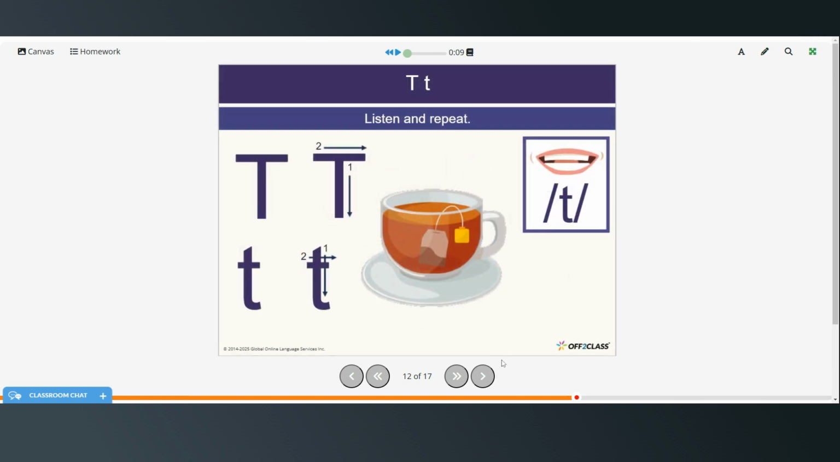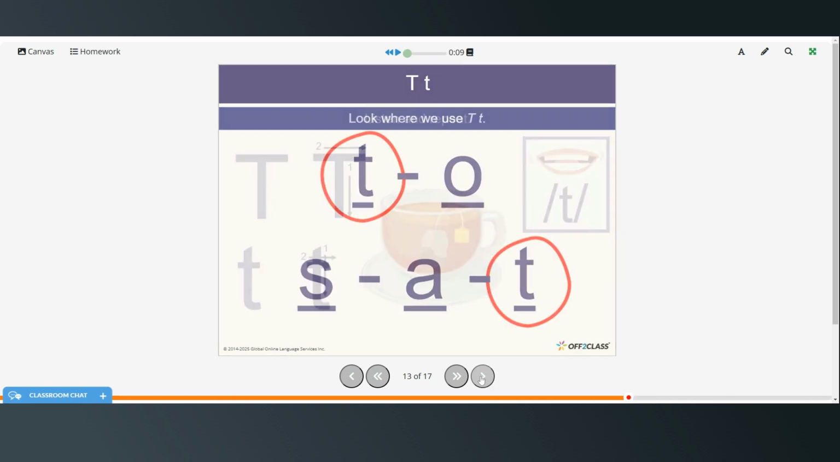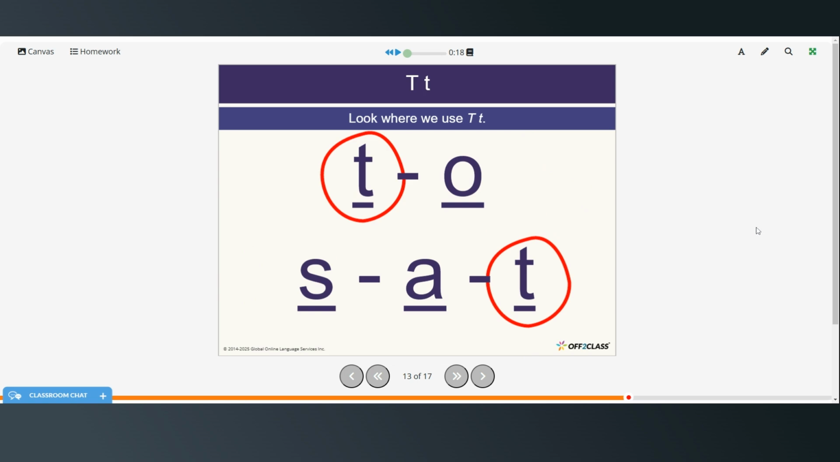All right, now we're going to look at the T sound. So again, we're showing how to write the upper and lowercase t. You have the mouth position, so listen and repeat. T, t, t. Tea. And here are ways that we use T. It can either be at the beginning or at the end of a word.